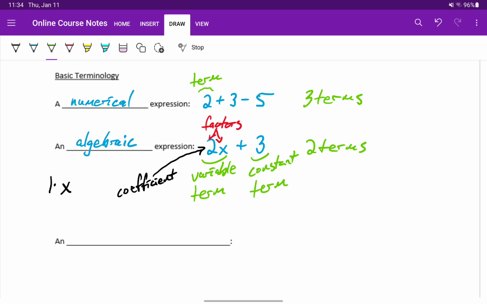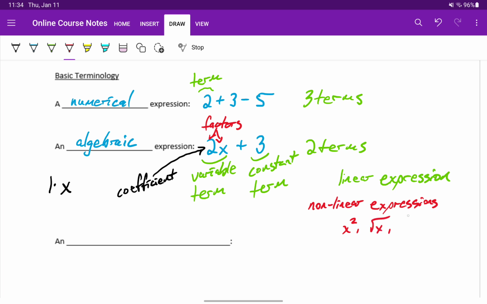We can also identify the expression 2x plus 3 as a linear expression. We know that it's a linear expression because x isn't being raised to a power or square rooted. So to provide some examples of nonlinear expressions, those would be cases where we have a term with x squared, the square root of x, 1 over x, or anything that makes that variable a little bit more complicated than just the variable by itself, multiplied by some coefficient.